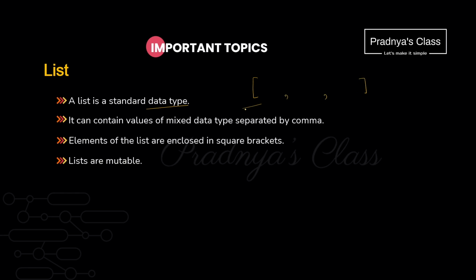The elements can be of mixed type and it is enclosed in a square bracket. And here is the most important property. Lists are mutable. Mutable means we can change the content in place. We have already studied that string is immutable. We cannot change the individual character of the string. But in case of list, we can change the individual element of the list in place.